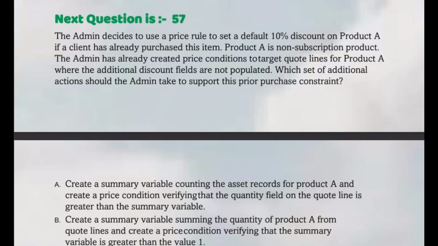Question is, the admin decides to use a price rule to set a default 10% discount on product A if a client has already purchased this item. Product A is non-subscription product. The admin has already created price conditions to target quote lines for product A where the additional discount fields are not populated. Which set of additional actions should the admin take to support this prior purchase constraint?